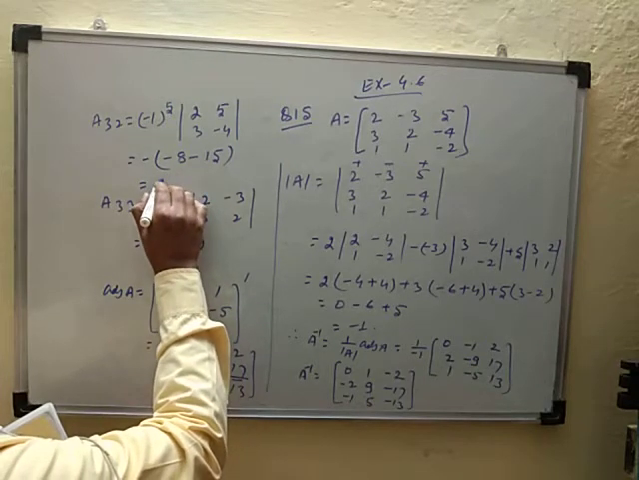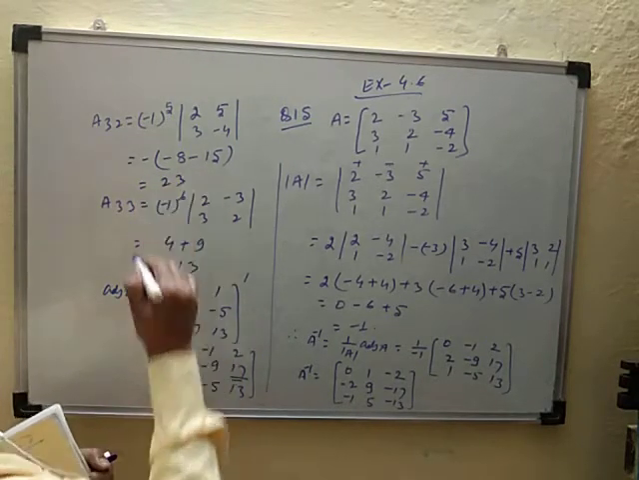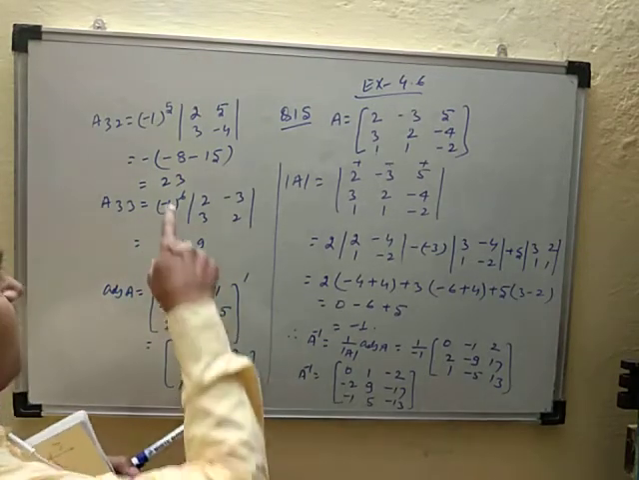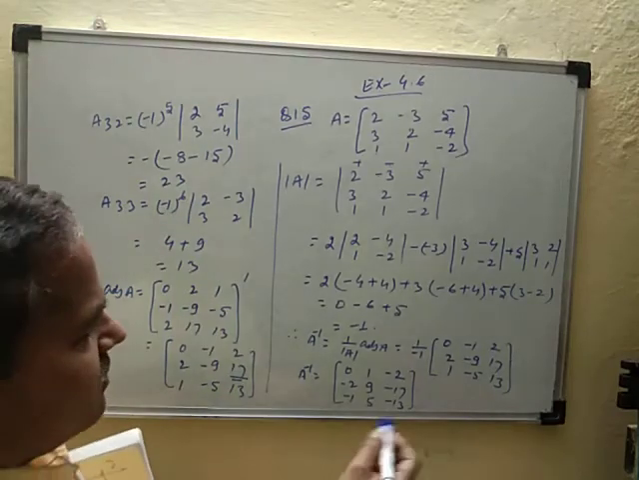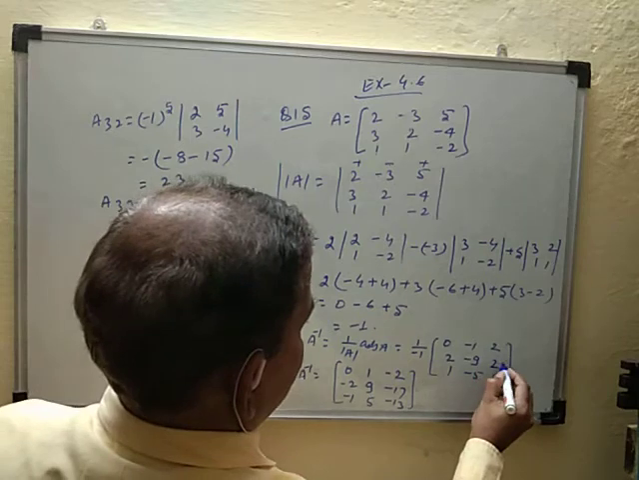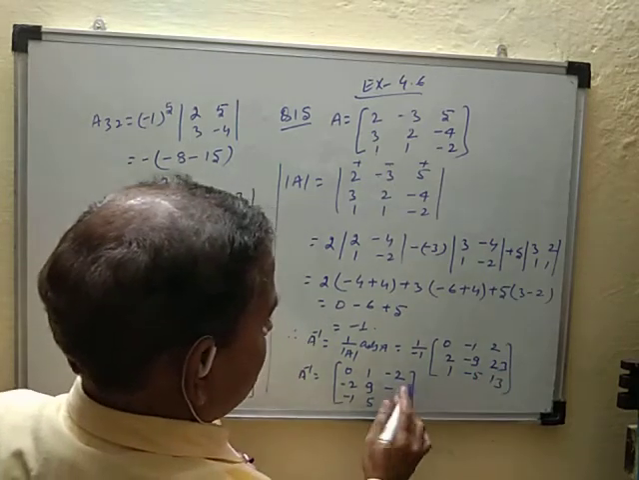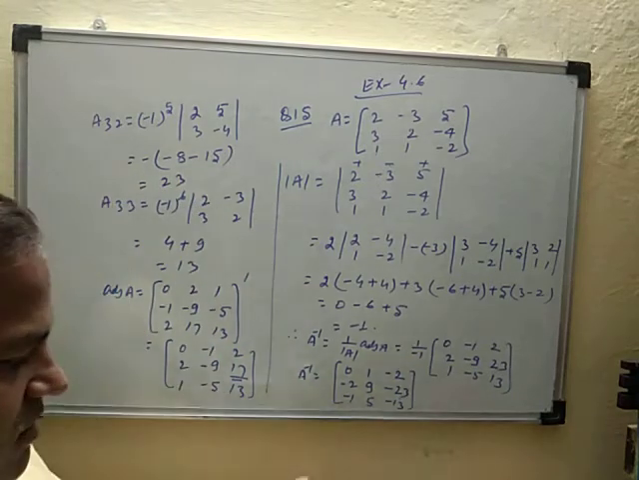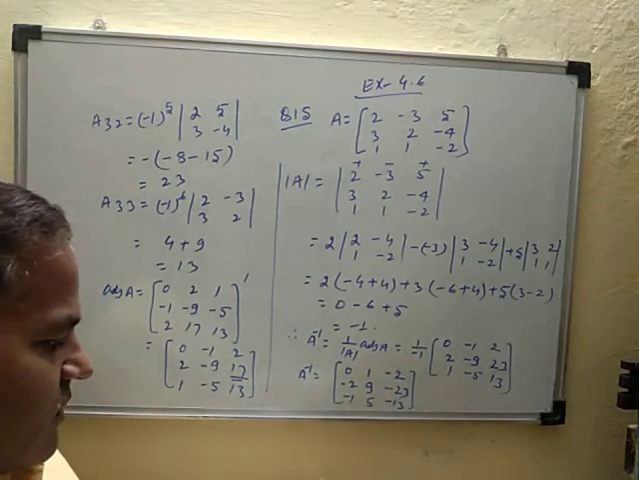-23, not 17. That becomes +23. This is a mistake, so correct it. That is A32. This value is 23. So here it is -23. Then the rest are all the same. Once again check the answer.